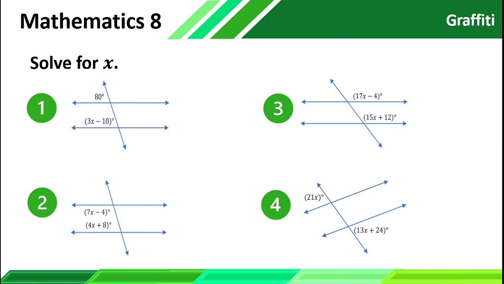So here are the answers on our previous exercises. For number 1, the value of x is 30. For number 2, the value of x is 16. For number 3, x is equal to 8. And lastly, number 4, x is equal to 3.